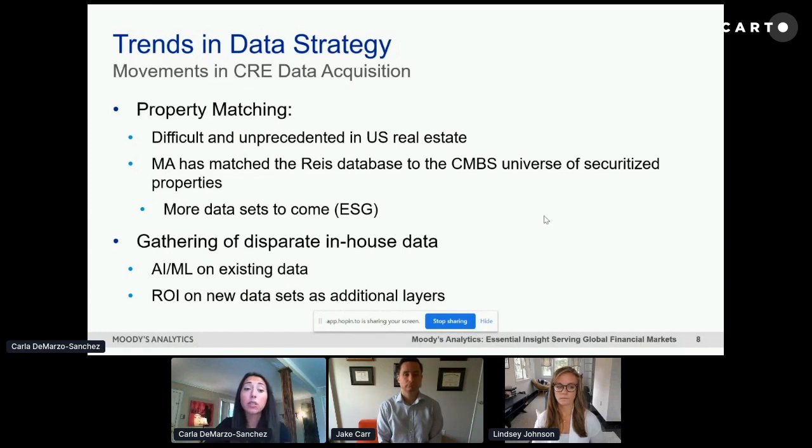And more data sets are to come soon, because we have so many different lines of business within Moody's Analytics. We're going to be able to match the Reis database to climate scores. So we have very specific ESG data that we're now going to continue to match. This is the big trend that we've been seeing, trying to align all these addresses across the US with the most important data that we have under our umbrella.